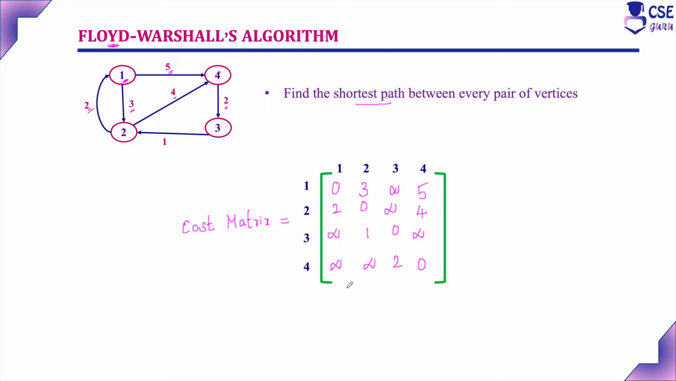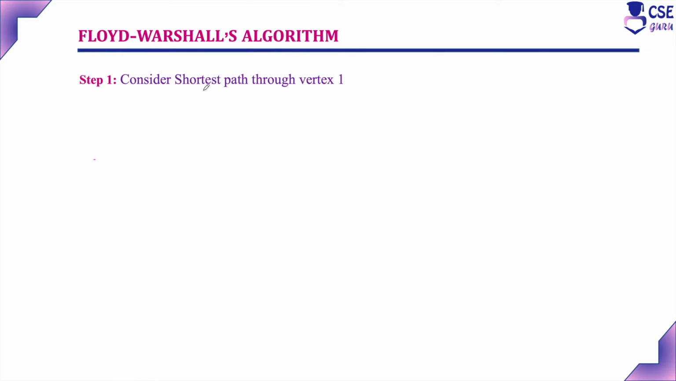With the help of the cost matrix, we are going to implement step by step by considering the shortest path through every vertex. That is 1, 2, 3, 4. Likewise, in each step, one vertex we will consider as an intermediate vertex. And through this vertex, we are going to find whether there is a possibility of a shortest path or not. Step 1: consider the shortest path through vertex 1. That is the first vertex we are going to consider as an intermediate vertex. And through this vertex, we will find the shortest path and fill the matrix.